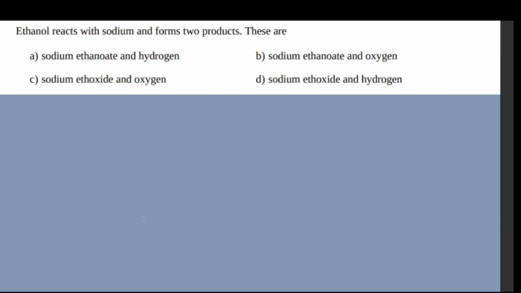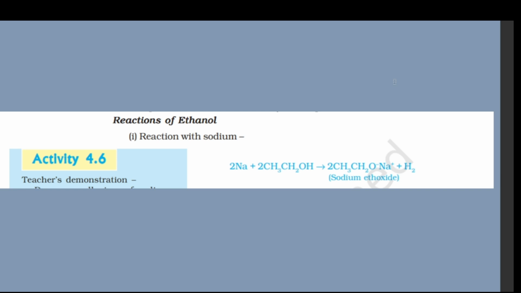Next question: ethanol reacts with sodium and forms two products. You may mark the answer. The answer is sodium ethoxide and hydrogen. It is also given in the NCERT, where it is given as sodium ethoxide plus hydrogen gas.